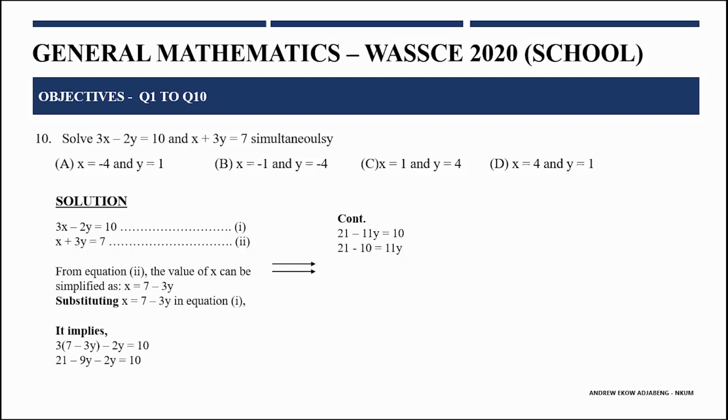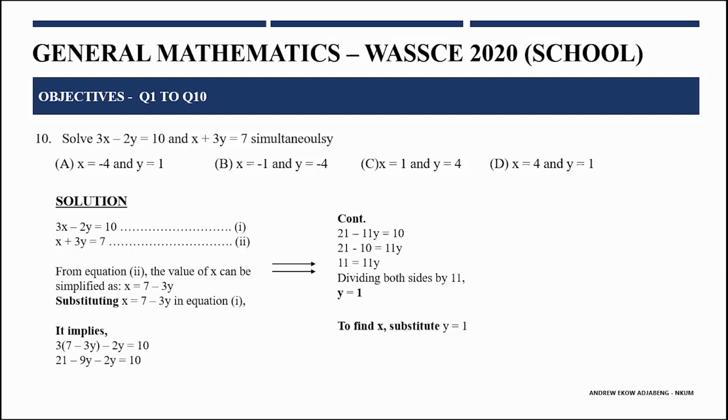21 minus 10 equals 11y, which means we are making y the positive value. So the negative 11y goes to the positive side. The 10 goes to the other side and it becomes negative. So we have 21 minus 10 equals 11y. Do our simple arithmetic and we find 11 equals 11y. Dividing both sides by 11, our y equals 1.